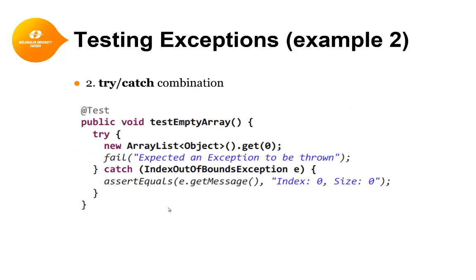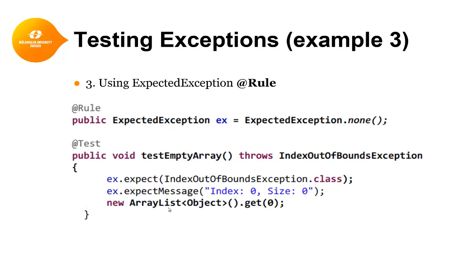Another way you can test an exception is to use a try-catch combination. So we can try to execute a method under test, and if we actually succeed in doing that, then our test fails, because we are expecting this method to throw an exception. And if we catch such an exception, then we actually make this test pass. So that's one more way exceptions could be tested.